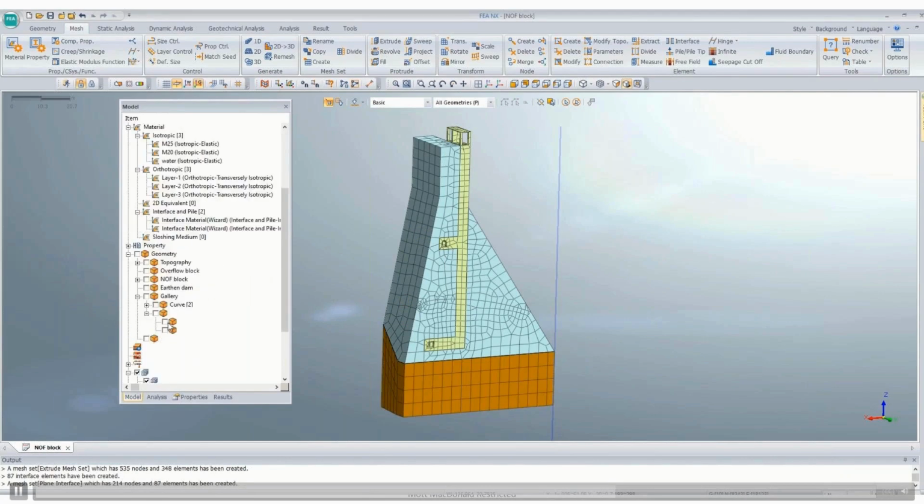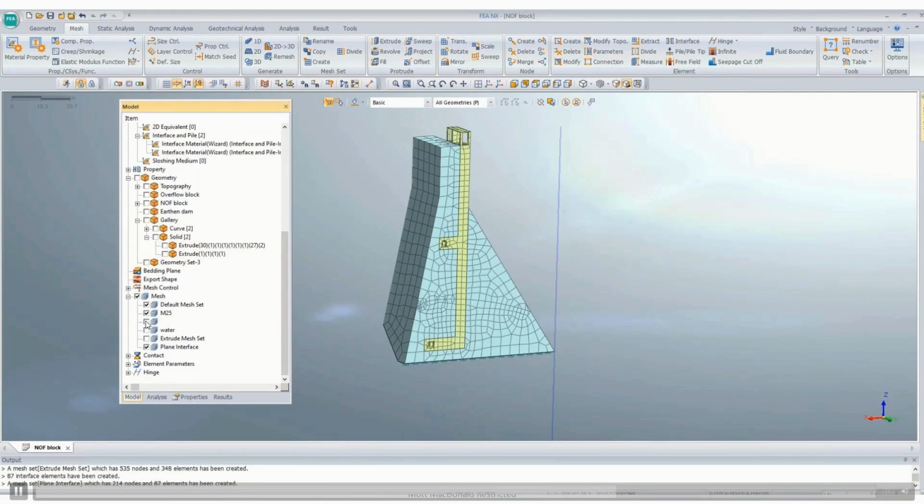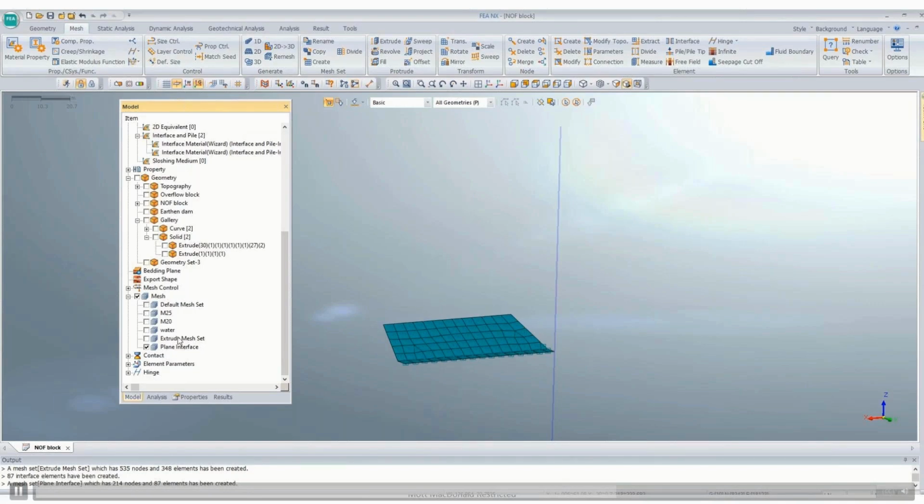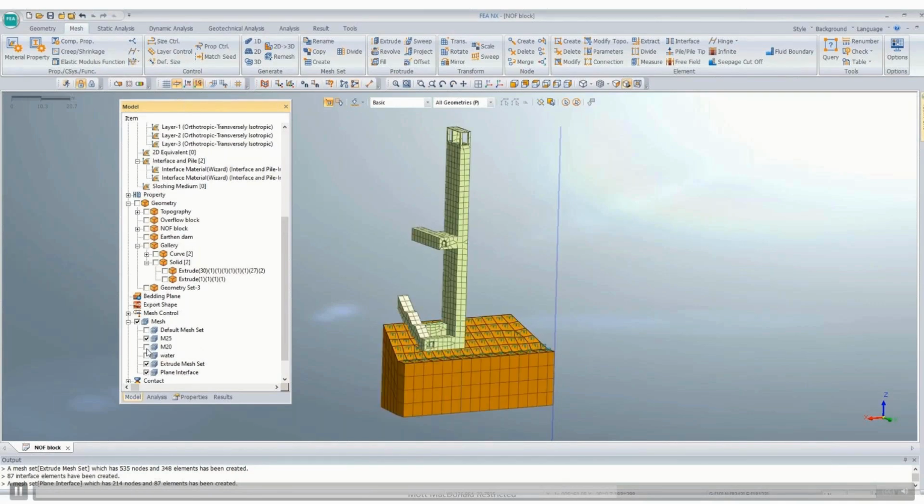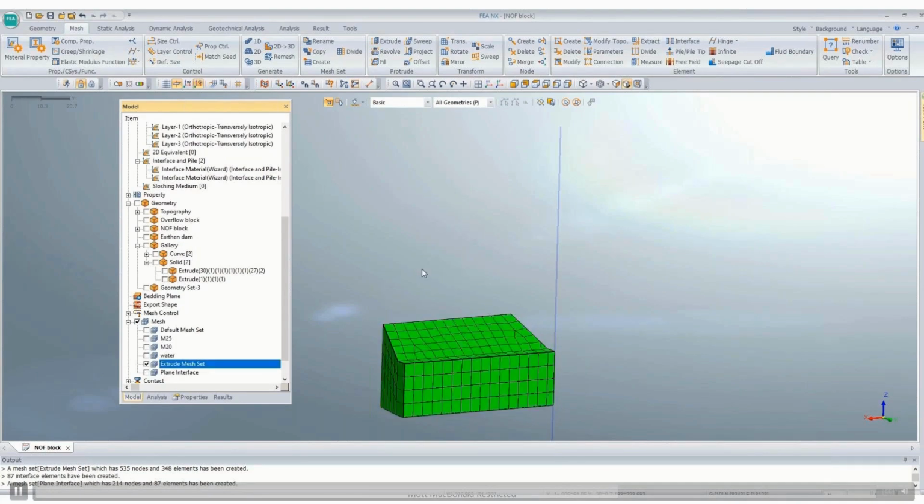So it is created. Let's see. Put it off. I'll rename it to say rock layer 1.